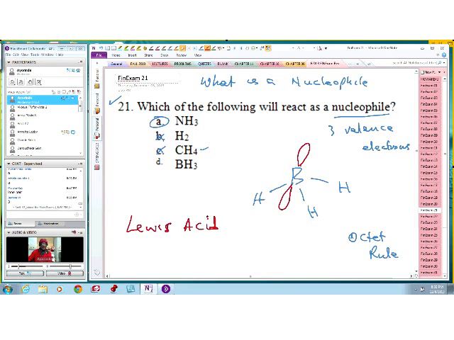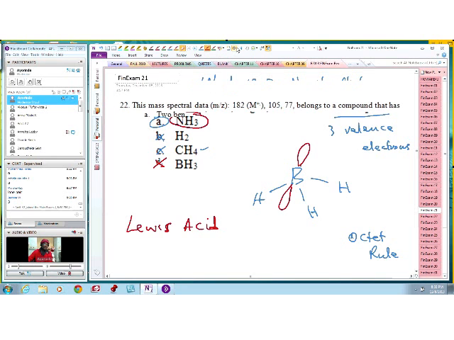Keep in mind, a Lewis acid is any species that is capable of attracting electrons. Because boron has this vacant p orbital, it will be willing to attract a pair of electrons. So you will find that boron very often is considered a Lewis acid. In this particular question, this is not the case. So the answer here is ammonia. Ammonia will act as a nucleophile. Okay, let's go to the next one.